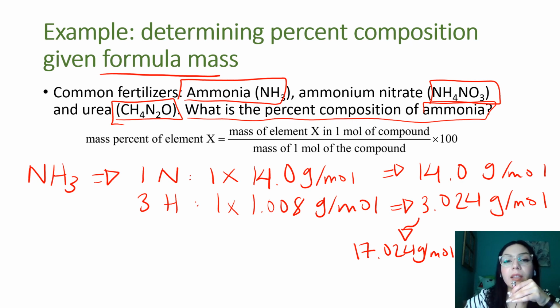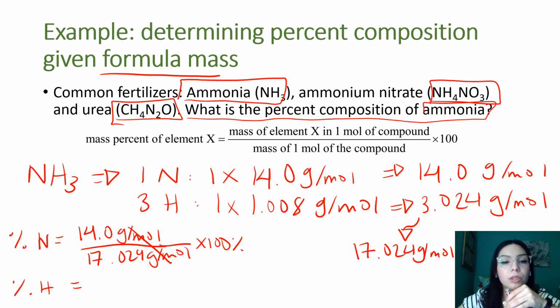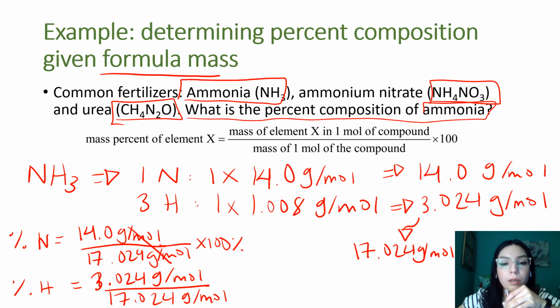But we're going to calculate the percentages of first nitrogen and then hydrogen inside the ammonia. So for nitrogen, so percentage of nitrogen, it's 14 divided by the entire thing. The grams per mole cancel out, times 100. And then the same process for the hydrogens, which is 3.024, right? Because there's 3 of them. And then divided by 17.024 grams per mole times 100.